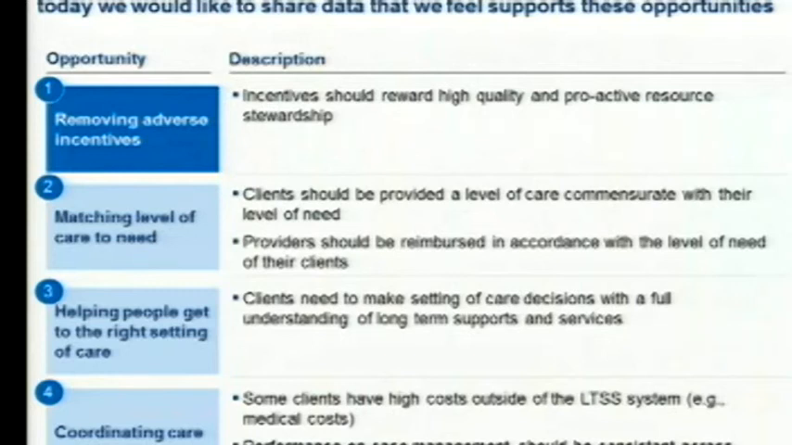The third opportunity is to help people get to the right setting of care. Clients need to make setting of care choices with a full understanding of long-term services and supports. And finally, coordinating care and improving care.